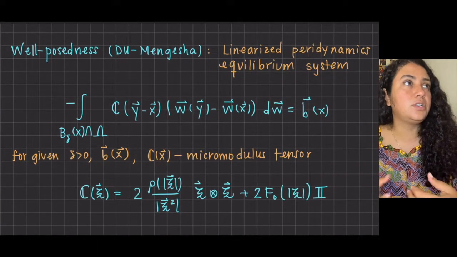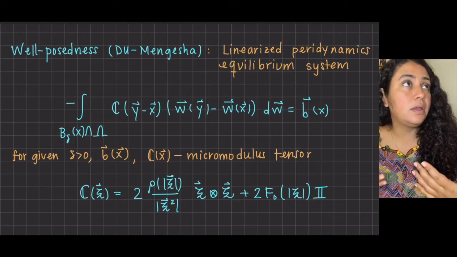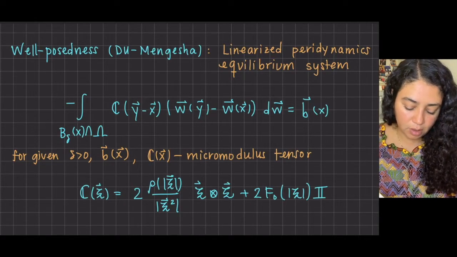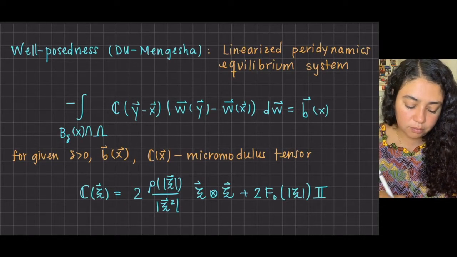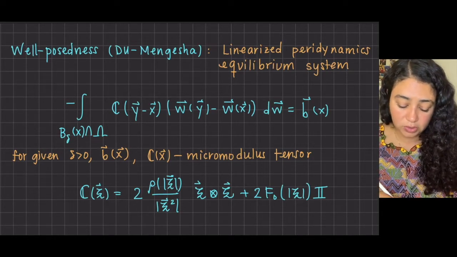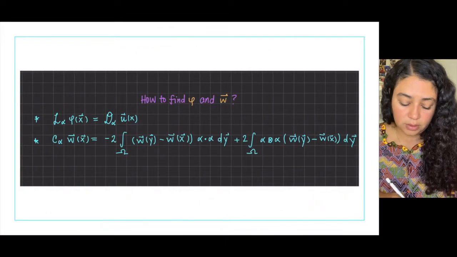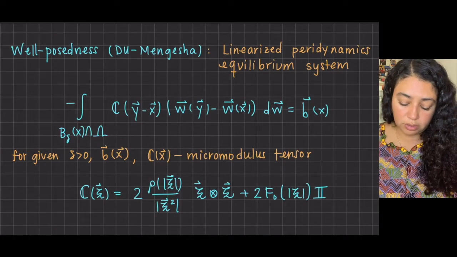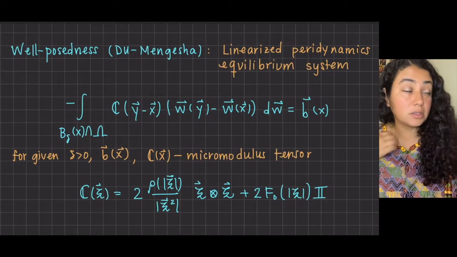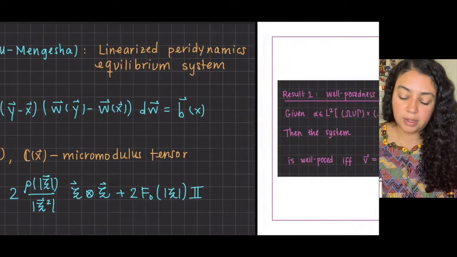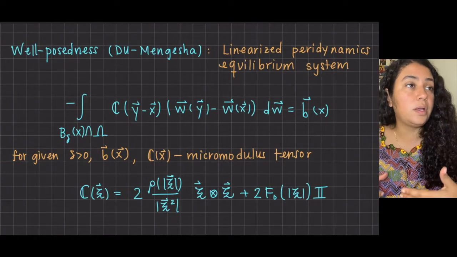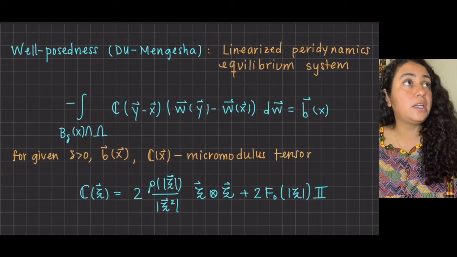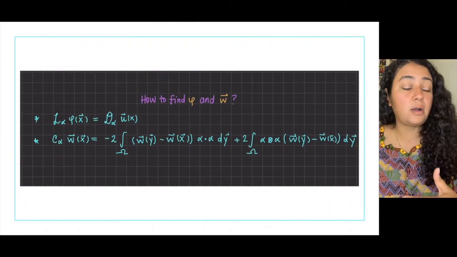For example, some of the limitations: we had existing theory, like due to Du and Mengesha, we had that equation where that blackboard C is the micromodulus tensor. This reduces down to the well-posedness of this equation down here for special choice of rho and F naught. So there is some existing well-posedness there, but as we were studying, we found that there's actually something more general. In fact, the well-posedness of Du and Mengesha did not apply to give us the result in our case.